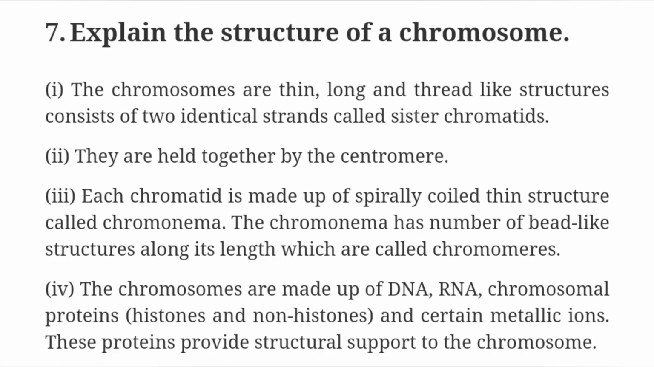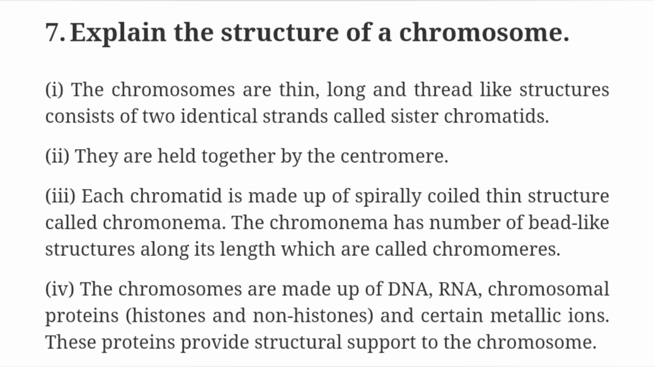Seventh question, explain the structure of a chromosome. Answer, first point, the chromosomes are thin, long and thread-like structures consisting of two identical strands called sister chromatids. Second point, they are held together by the centromere. Third point, each chromatid is made up of a spirally coiled thin structure called chromonema. The chromonema has a number of bead-like structures along its length which are called chromomeres.